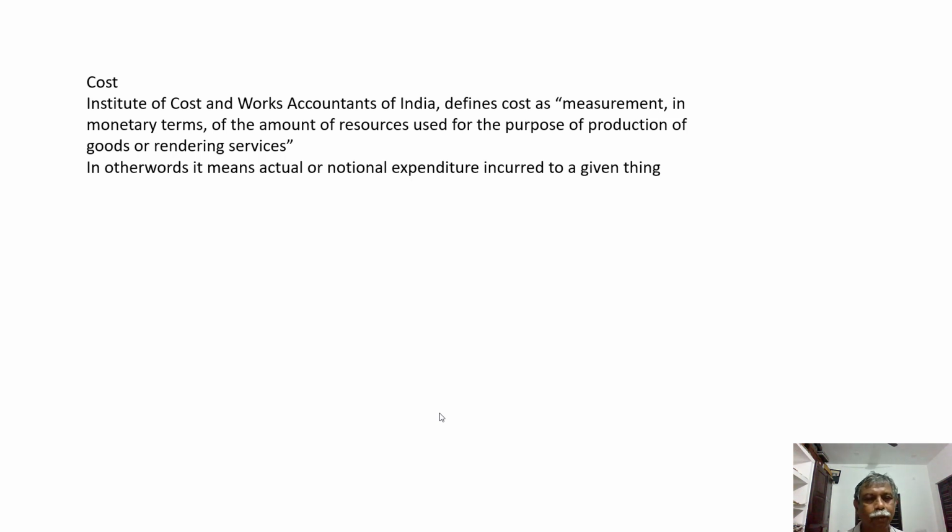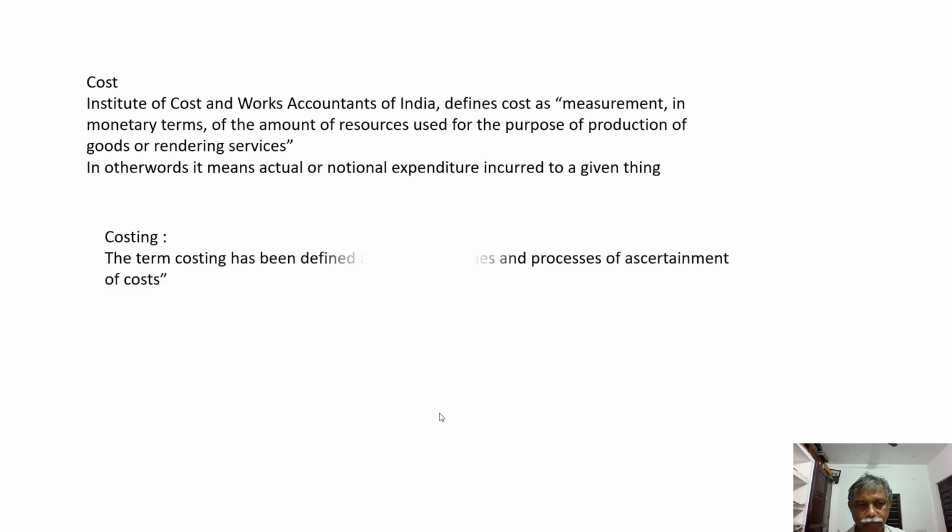Notional, for example, you have your own building, so you don't need to pay rent. But rent is a notional expenditure for you because you are not incurring it, but actually rent is also to be considered for calculating the expenditure, the cost of the product. Clear? Got it? So that is cost. Cost is actual or notional expenditure, not only actual but notional also.